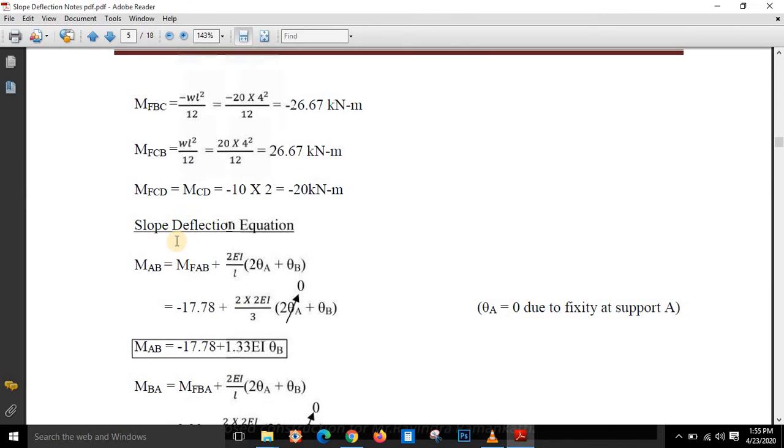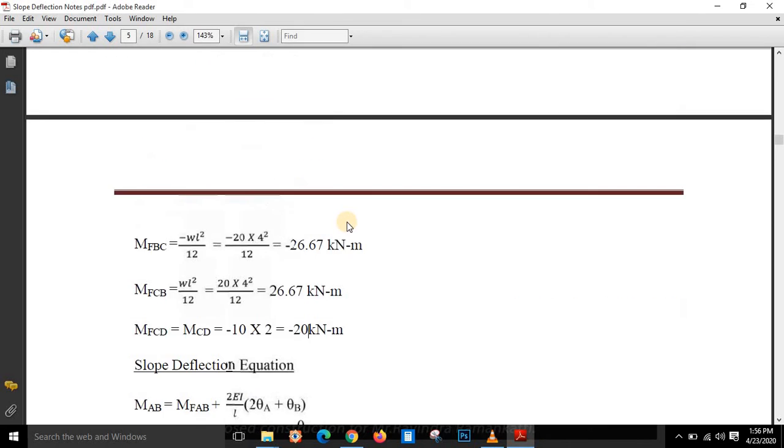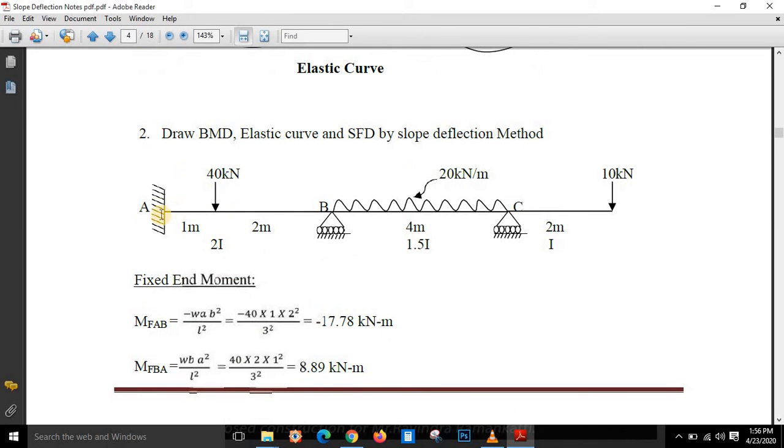Next, I am going to apply the slope deflection equation one by one. So for MAB, this is the slope deflection equation. At point A there is a fixity, so the slope at point A will be equal to 0. So our equilibrium conditions will be like this: slope at point A will be equal to 0, and the moment at B will be equal and opposite, meaning the sum is equal to 0. Similarly at C we can consider.